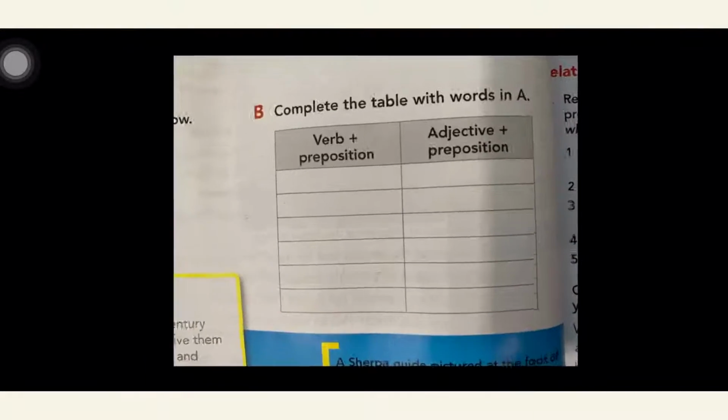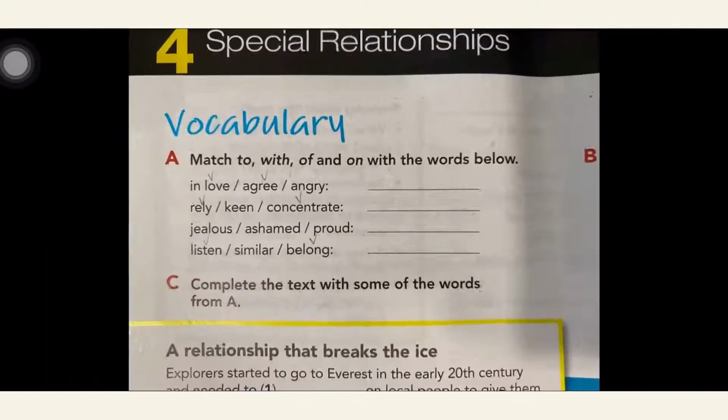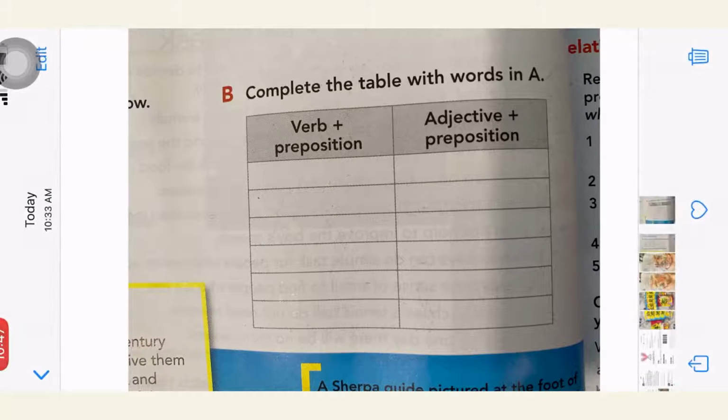Basically, I've just given you the answer right now. So in love, agree, rely, concentrate, listen, belong, you can write them down in the verb plus preposition column. Other words, just write them down in the adjective plus preposition column. If I'm going too fast, don't worry, I will share the answer after this, basically 10 minutes before the class ends. So you can cross-check your answer, use your red pen and mark your own answer.